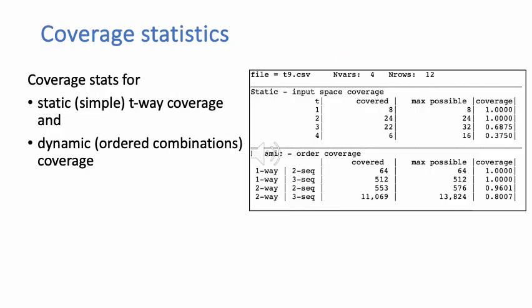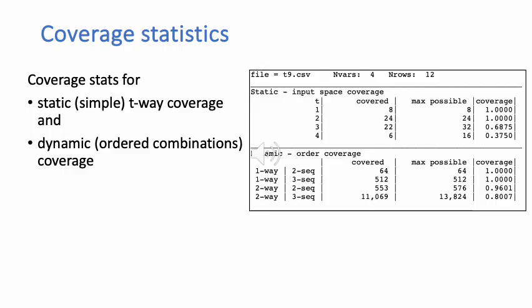We also generate some statistics. This is a really small example, but just to show how this works. So the top half where it says static, that's input space coverage. That's the usual combinatorial coverage. A lot of tools available for that. Just simple combinatorial coverage. What we refer to as dynamic there, this is the combination order coverage.